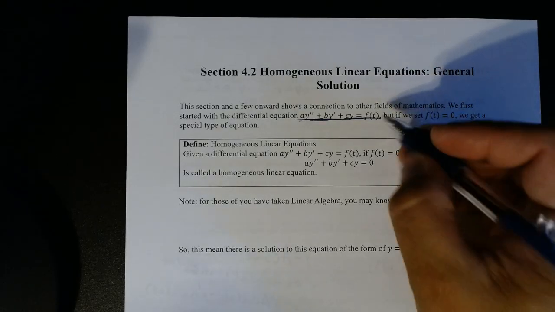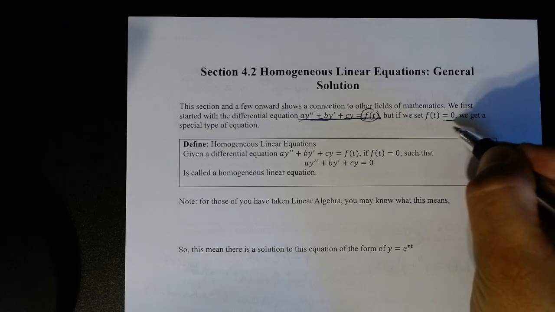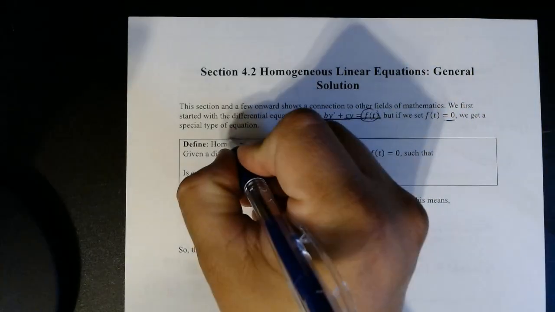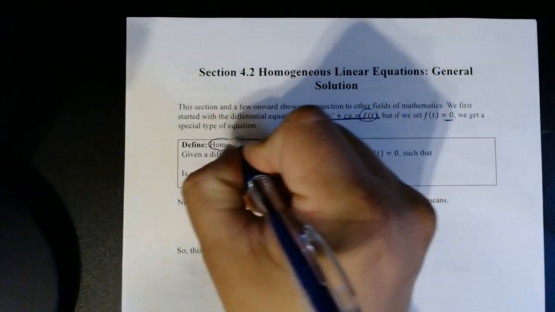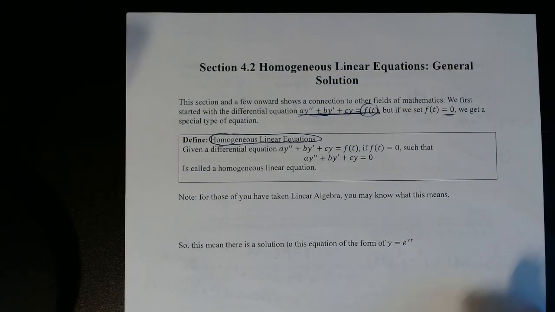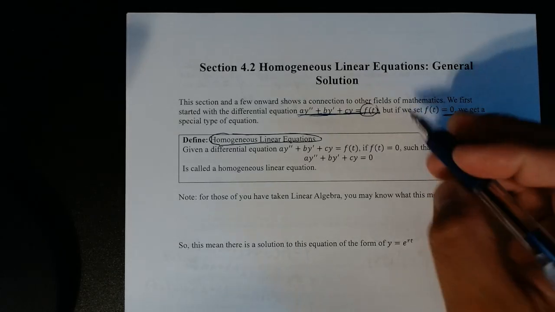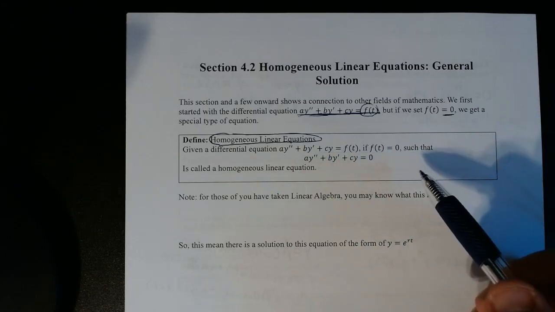The first part is the special case when this is equal to 0. This is a very special equation, and its definition is called a homogeneous linear equation, and it's going to be really popular going forward. Again, very special because it's fixed to be 0 in that aspect. Any equation of this format is called a homogeneous linear equation.